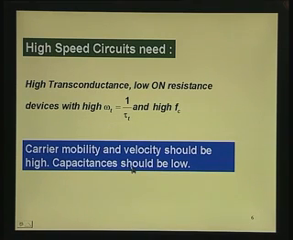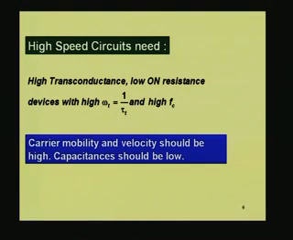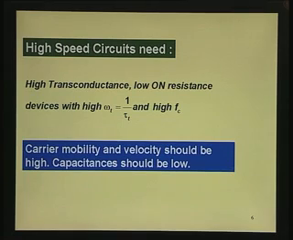Capacitances should be low, because after all this quantity, that is the cutoff frequency, is Gm by C. So, you need to keep the capacitance low, so that cutoff frequency is high. R must also be kept low. So, these are some of the key things that we look forward to in the high speed circuits. And when you say mobility, you want to keep it high, that we saw from our previous slides.